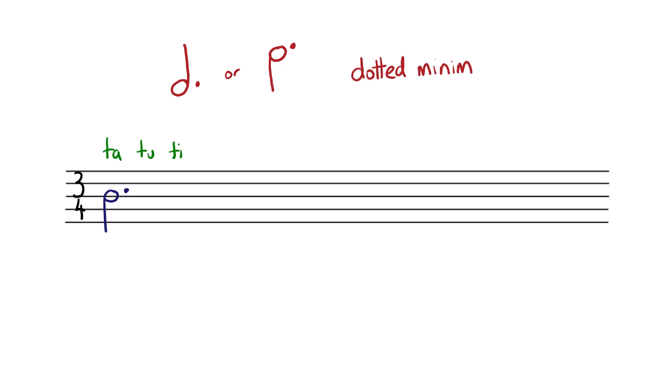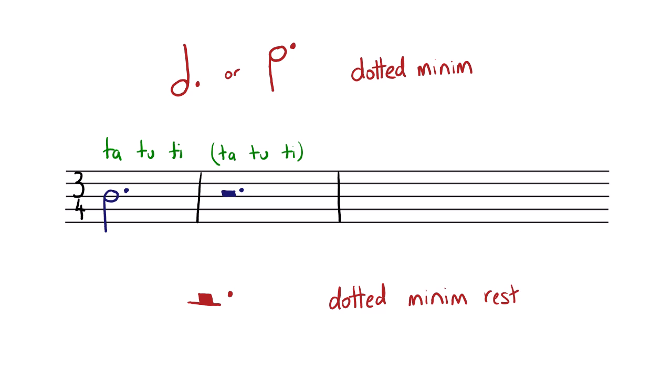This kind of note looks just like a minim, except that it has a dot afterwards. It's called a dotted minim. The silent version of this note looks like a minim rest with a dot afterwards. And we count it whispered, ta, tu, ti. The silent version is called a dotted minim rest.